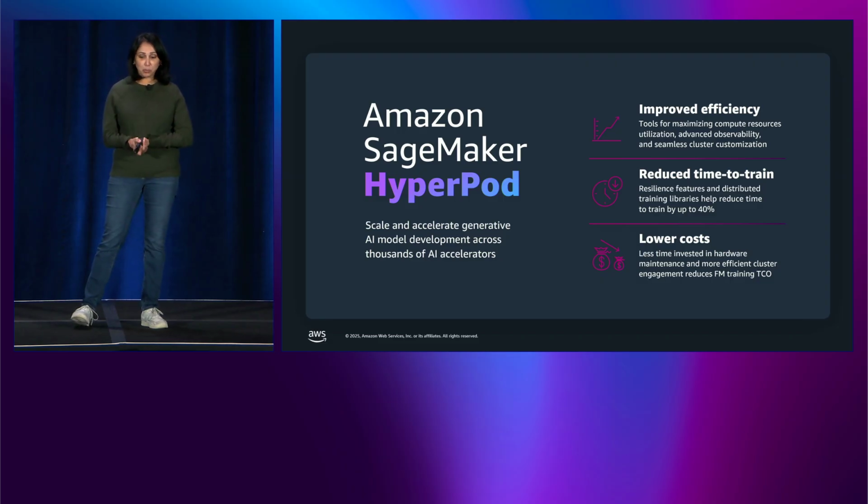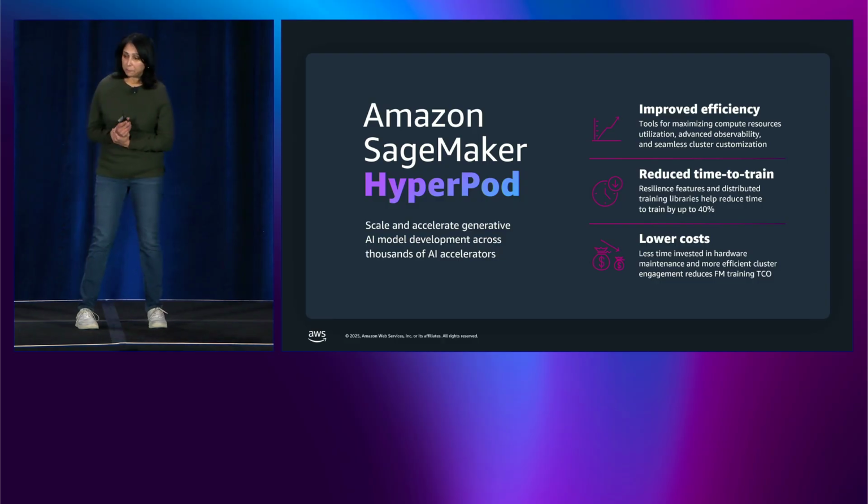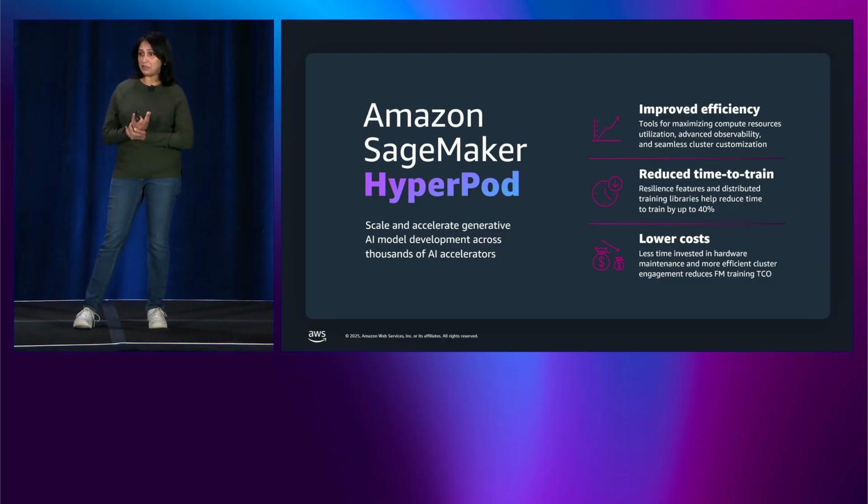So SageMaker HyperPod is purpose-built for generative AI development, and it provides you the tools that you need to address the unique challenges that we discussed. It comes with unique resiliency features that help you debug and isolate failures quickly, helps you maximize cluster utilization, and gives you observability tools that you need to make sure you're using these resources effectively.